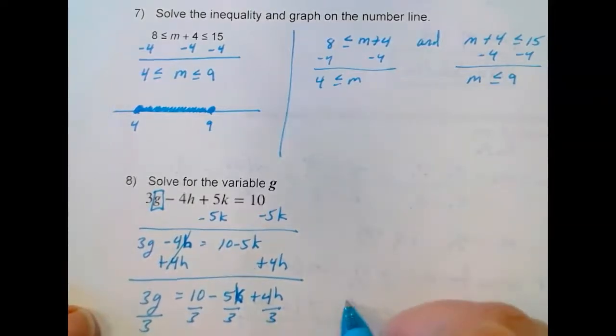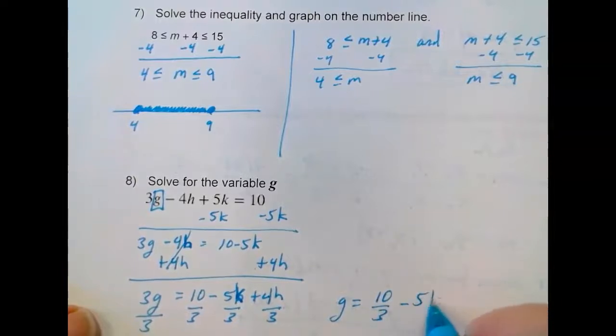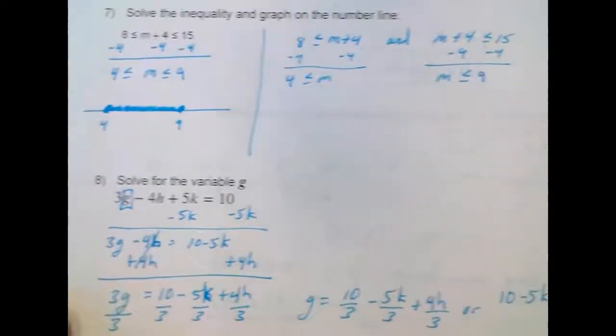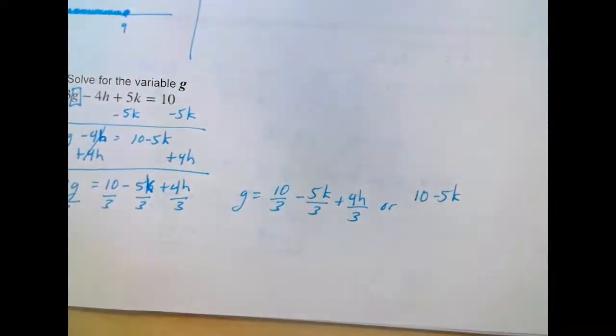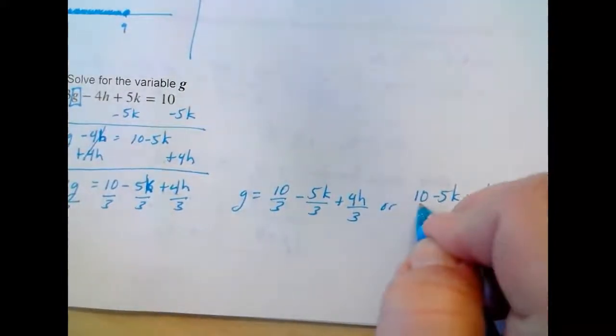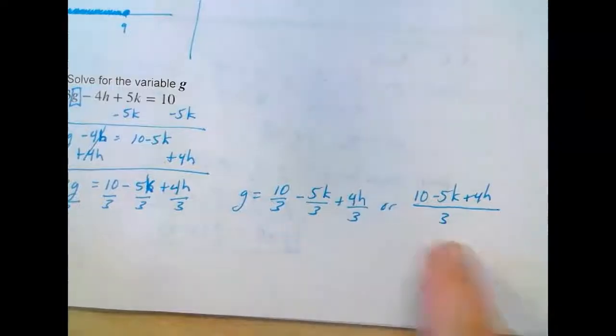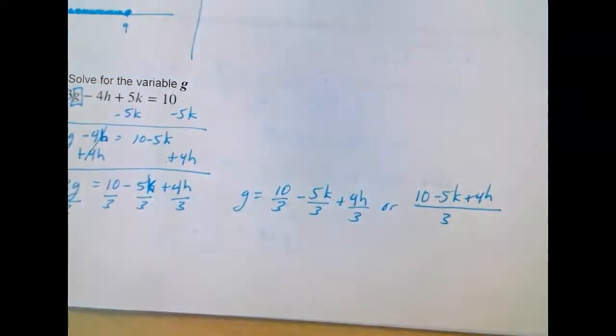So I have G equals 10 over 3 minus 5K over 3 plus 4H over 3, or it could be written as 10 minus 5K. Oops, I'm off to the side. Let me come back. 10 minus 5K plus 4H all over 3. Both of those answers are correct. They mean the same thing.